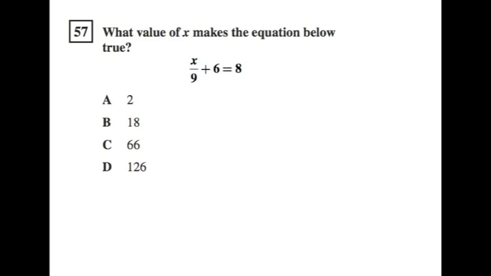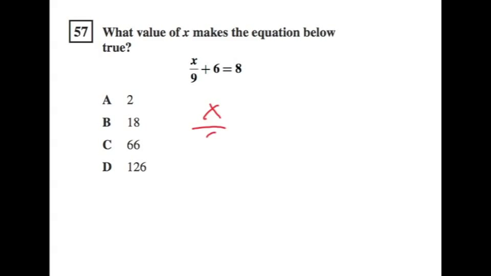57 says, which value of x makes the equation below true? It says x over 9 plus 6 equals 8. There are a number of different ways that we can do this one. I like to do it by canceling out the 9 underneath the x. And if you can remember, let's go ahead and write down the equation.